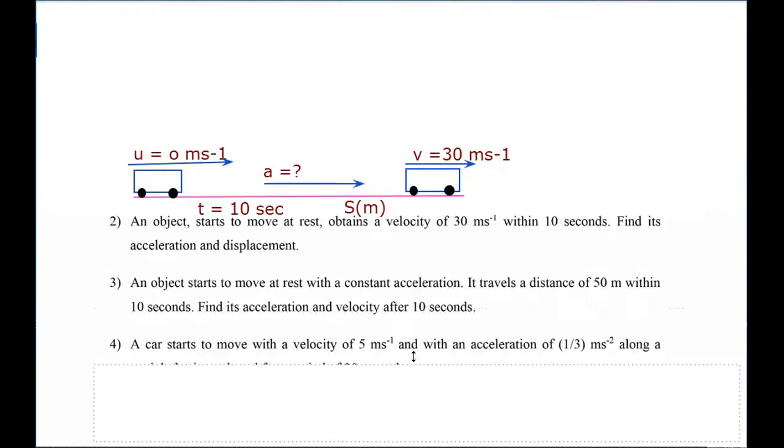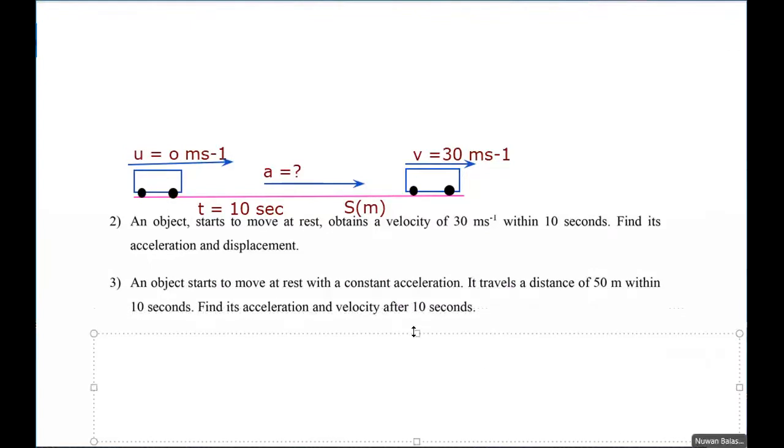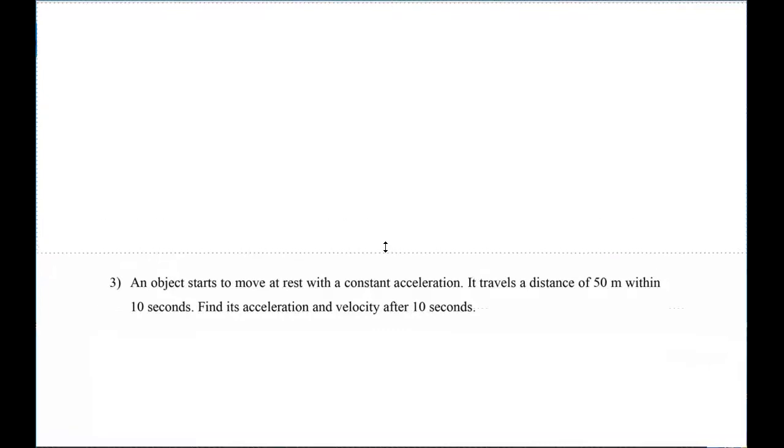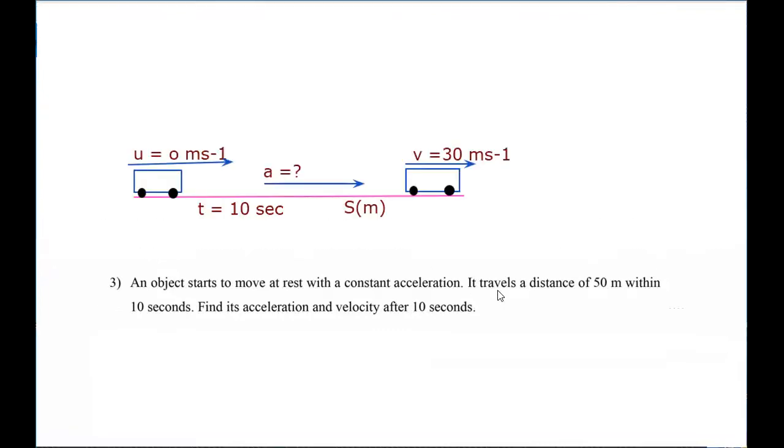Someone unmute the mic and read question number 3. Somebody unmute the mic and read question number 3. An object starts to move at rest with a constant acceleration. It travels a distance of 50 meters within 10 seconds. Find its acceleration and velocity after 10 seconds.